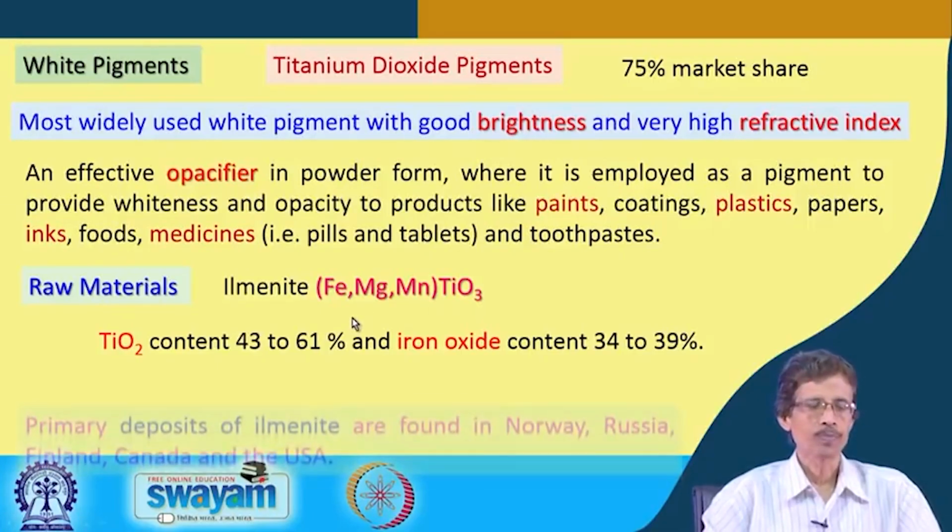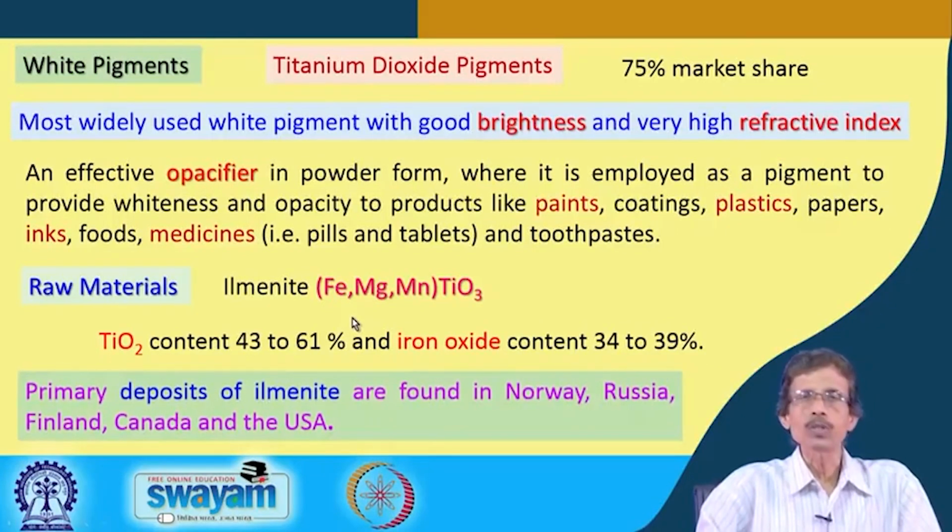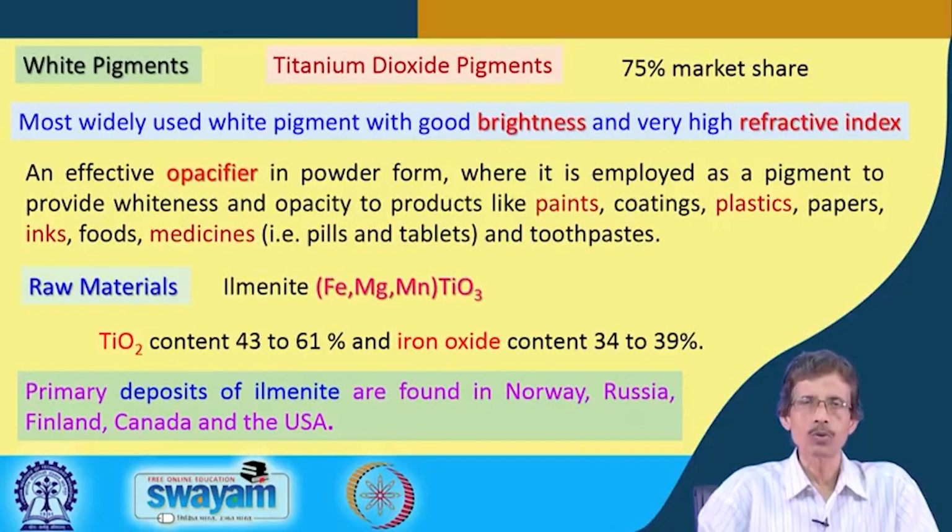The countries which are very rich in this particular ilmenite can have industries based on this type of material, that means ilmenite based industry producing white inorganic pigment. These are countries like Norway, Russia, Finland, Canada and USA, because they have huge deposits of ilmenite.